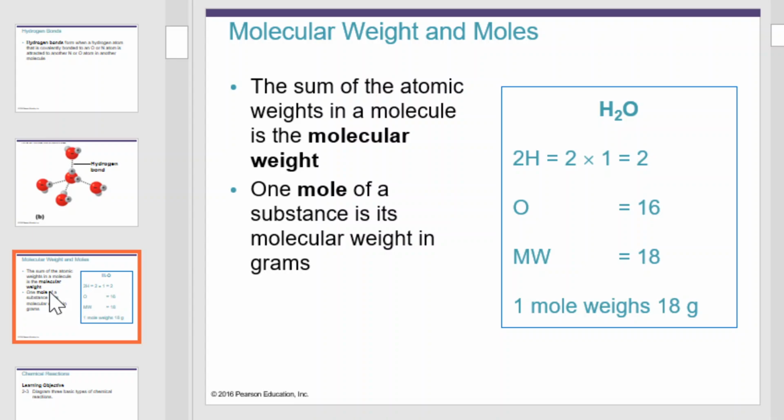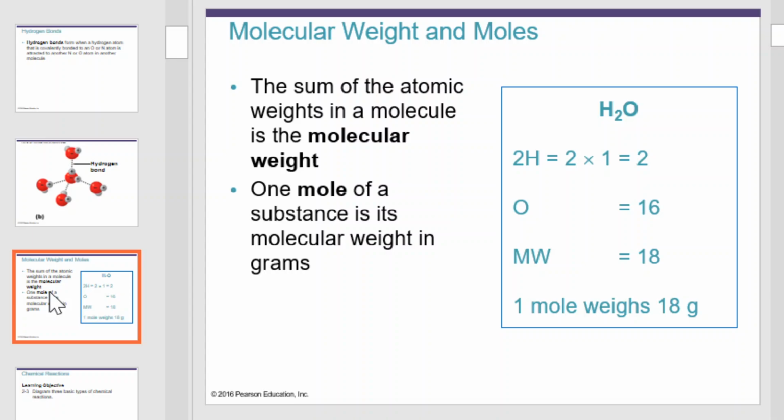Molecular weight and moles. The sum of the atomic weights in a molecule is the molecular weight. 1 mole of a substance is its molecular weight in grams. When considering water, H2O, hydrogen has an atomic mass of 1 on the periodic table. In water, there are 2 hydrogens, therefore 2 is multiplied times the atomic mass of 1, which equals 2 AMUs, or Daltons. On the periodic table, oxygen has an atomic mass of 16.